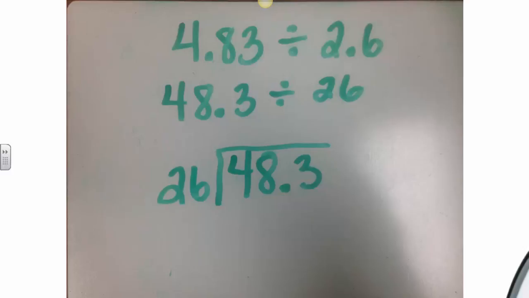Here we have equivalent expressions. The dividend and the divisor have both been multiplied by 10. So the 2 in 2 and 6 tenths actually shifts to the tens place. And the 4 in 4 and 83 hundredths has shifted to the tens place. The decimal point remained between the ones and the tenths places.